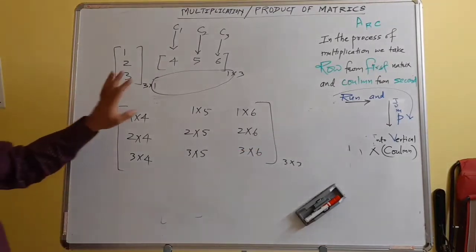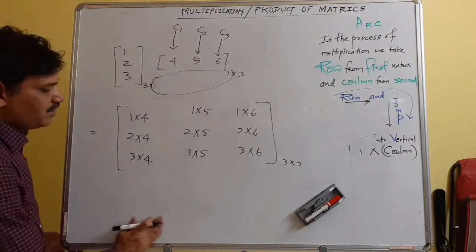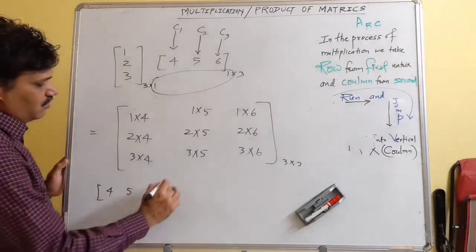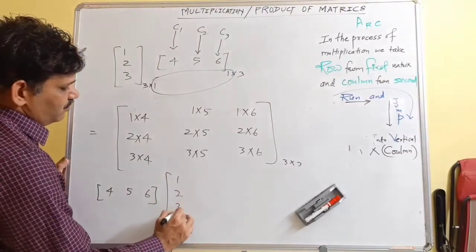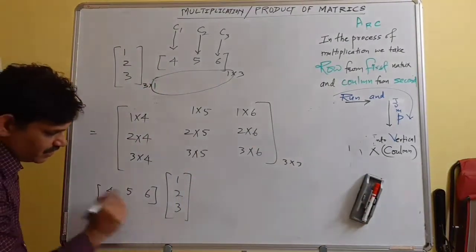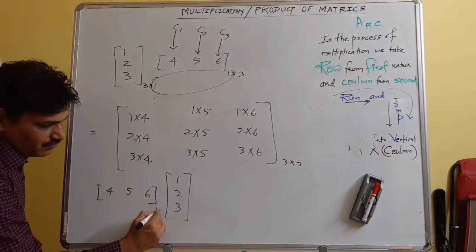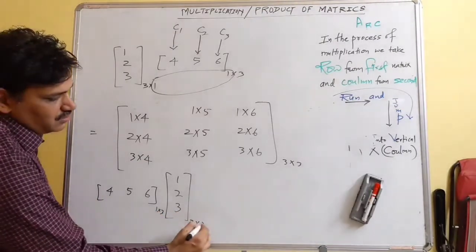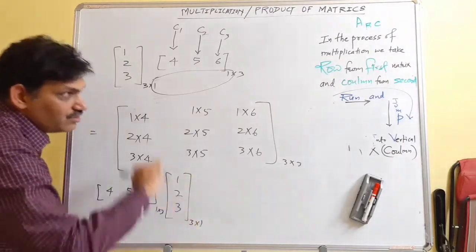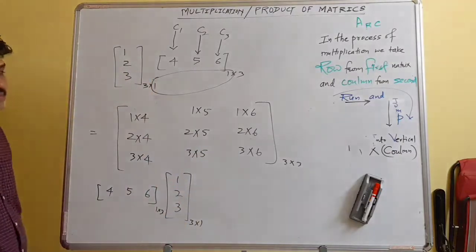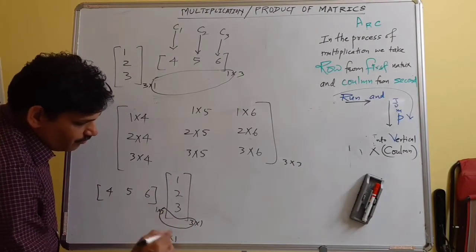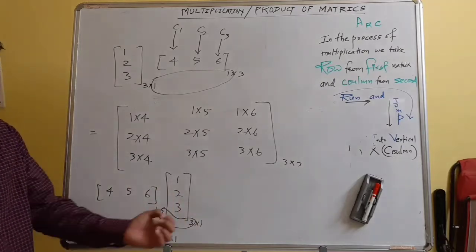Now it's amazing. See, the product AB was defined, the product BA is also defined. 4, 5, 6 now is to be multiplied by 1, 2, 3. See the magic. The order of this matrix is 1 row and 3 columns, 1 by 3. The order of this matrix is 3 by 1. Here we have 3 rows, horizontal lines are rows, and 1 column. Now the final product is a 1 by 1 matrix. That is, it will have only one entry.